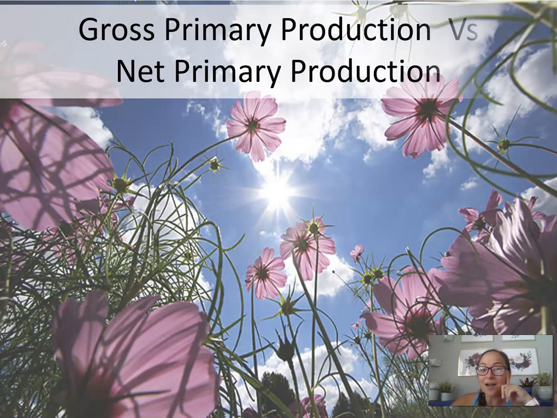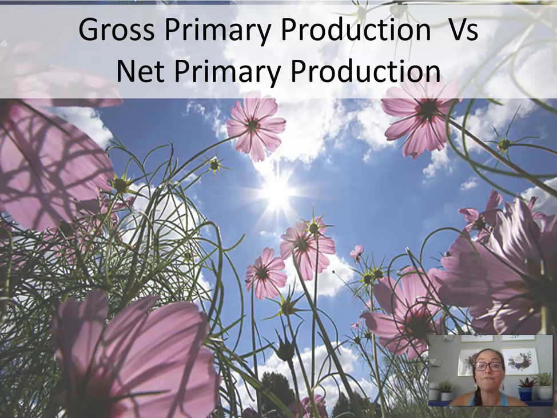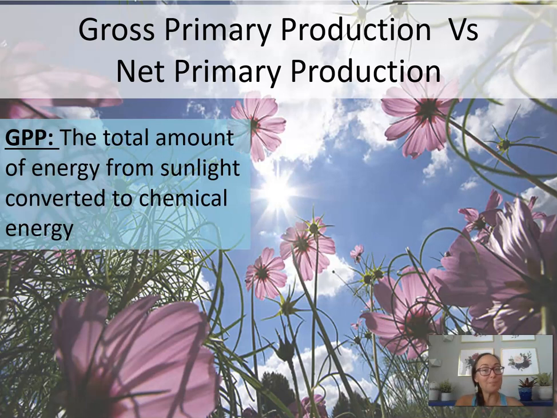And so when we talk about primary production, we can talk about it in two ways. You have your gross primary productivity versus your net primary productivity. So your GPP, or your gross primary productivity, is the total amount of energy from sunlight converted into chemical energy. But then the plants aren't doing that just for us, right? The plants are going to do photosynthesis for themselves as well. So they're going to use some of that energy.